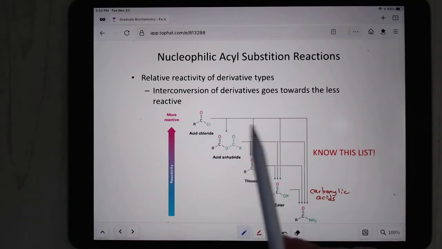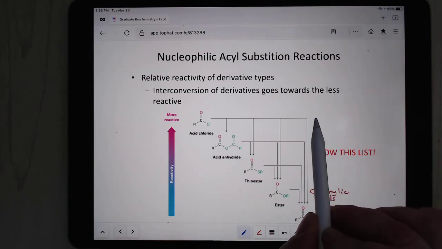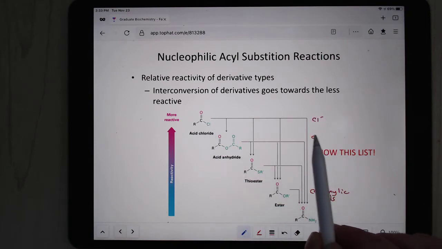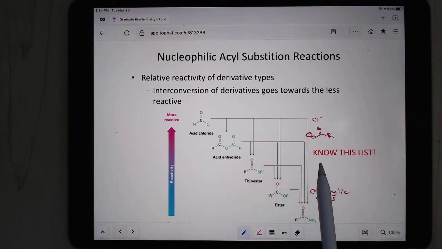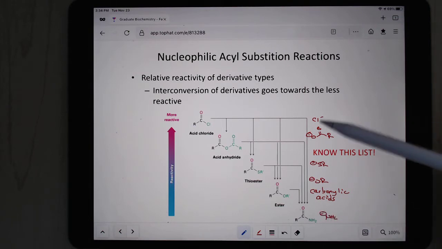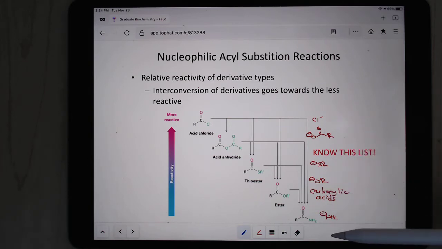And the reason why this is the list is because of what gets kicked away. In this case it'd be a Cl minus. Here it would be the carboxylate. Here it would be the thiolate. Here it would be the O minus. Here it would be the NH2 minus. As you go down this list, these groups are becoming more and more basic.